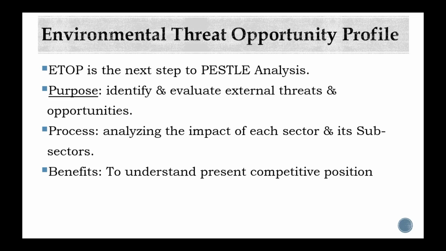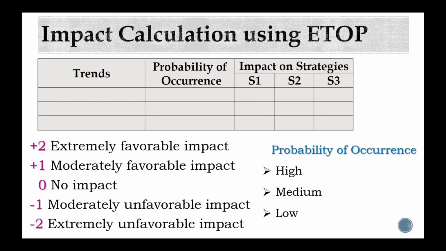When we are preparing ETOP, we will be identifying all those important factors, that is political, economical, socio-cultural, technological, legal and physical environment, and their respective sub-factors which may have their significant impact, positive or negative, on the industries. And based on that, the companies will be able to understand their competitive position, and accordingly they can take the strategic decisions. Now let us understand how to prepare this ETOP.